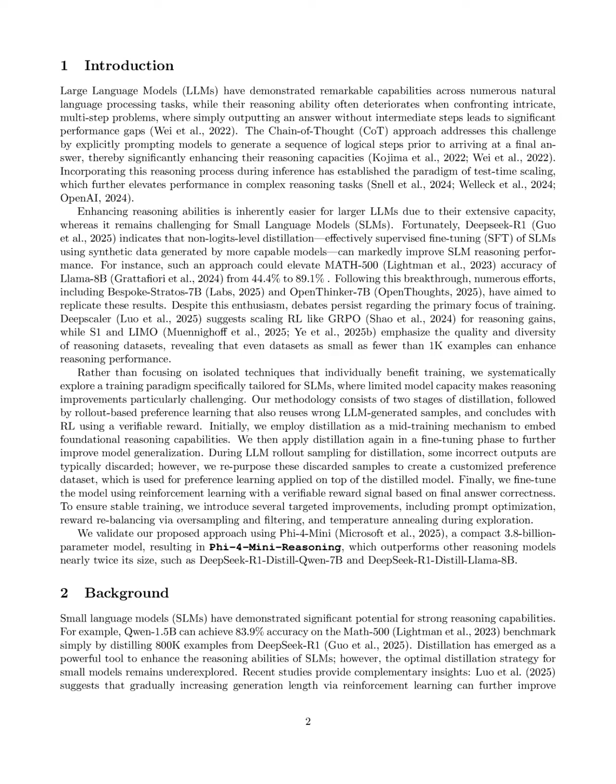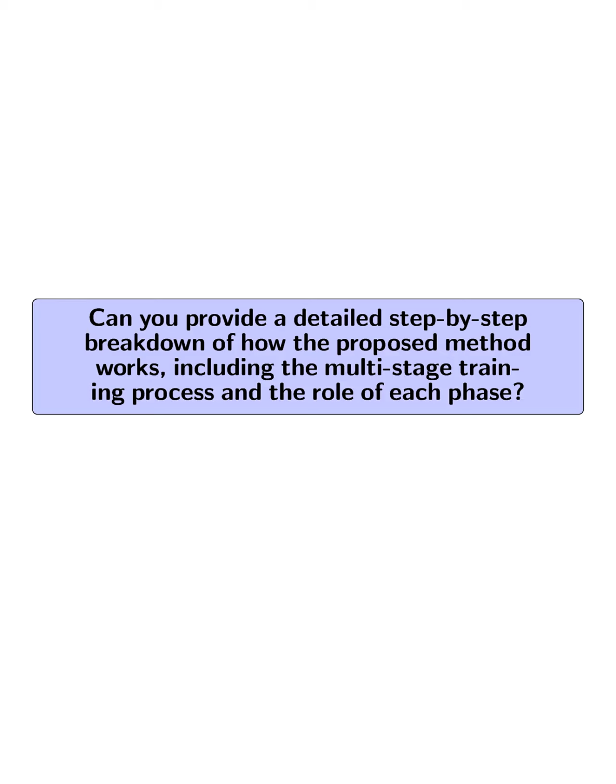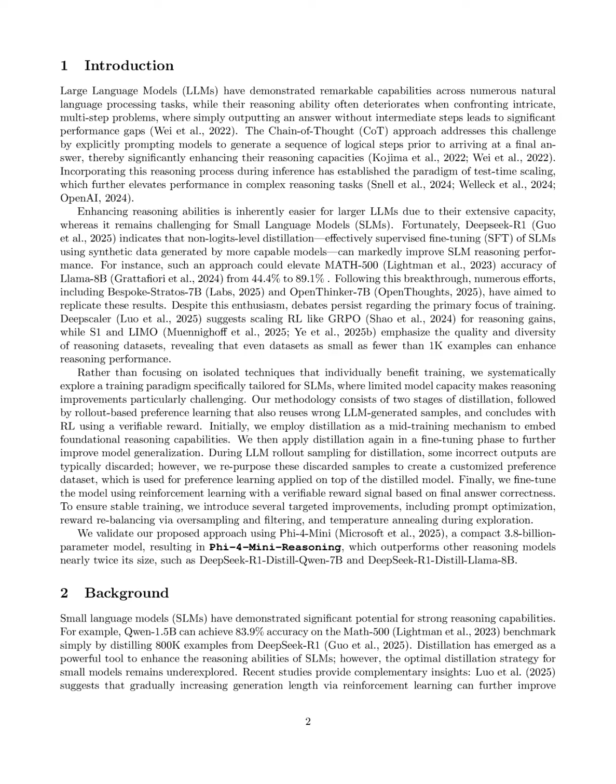The results demonstrate that the Phi-4-Mini-Reasoning model, despite its smaller size, outperforms larger models by effectively addressing these reasoning challenges through systematic training techniques. Can you provide a detailed step-by-step breakdown of how the proposed method works, including the multi-stage training process and the role of each phase? The proposed method for enhancing reasoning capabilities in small language models, SLMs, involves a multi-stage training process consisting of three main phases: distillation as mid-training, supervised fine-tuning, and rollout preference learning, followed by reinforcement learning, RL, with verifiable rewards.